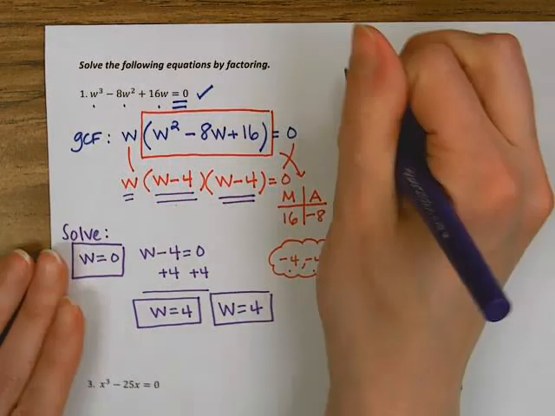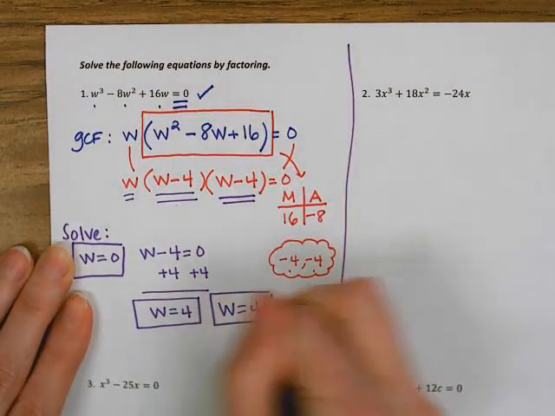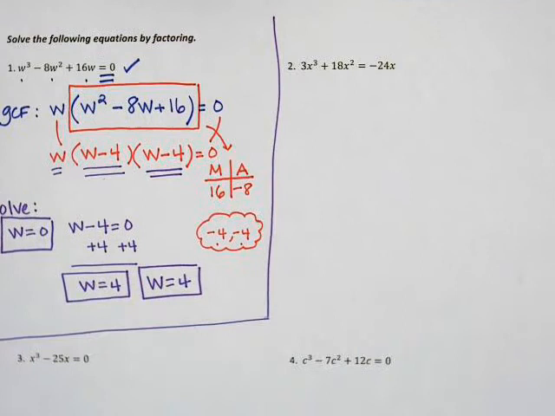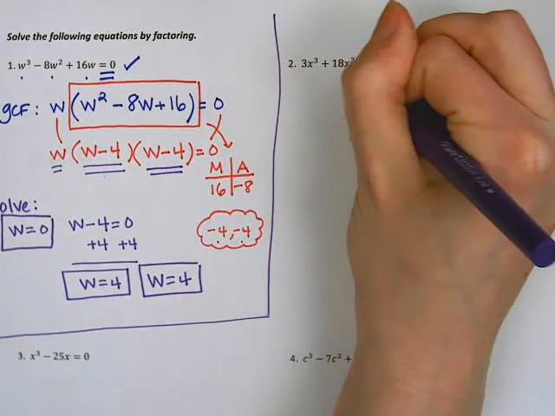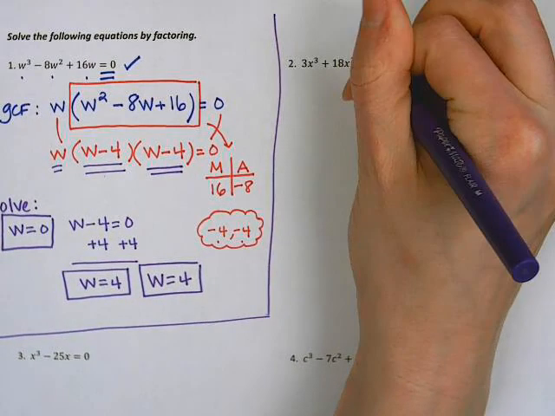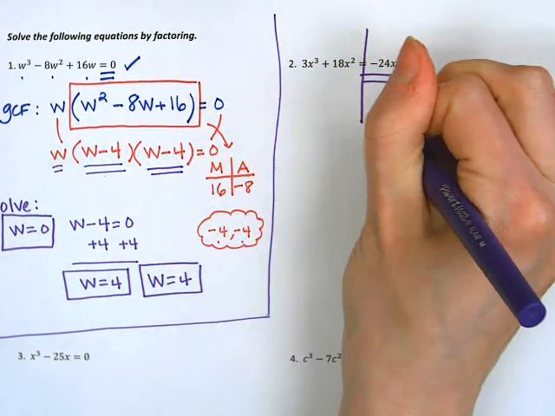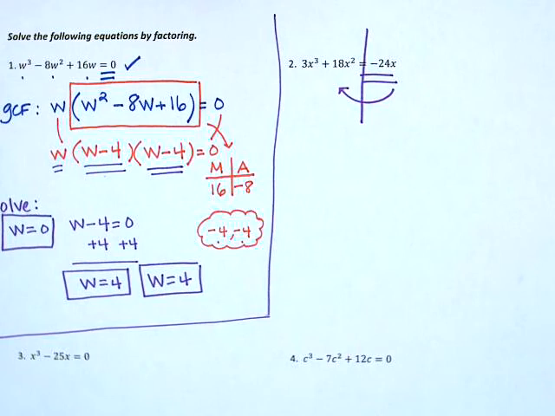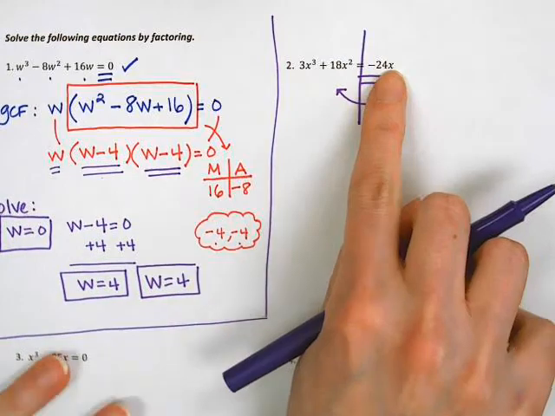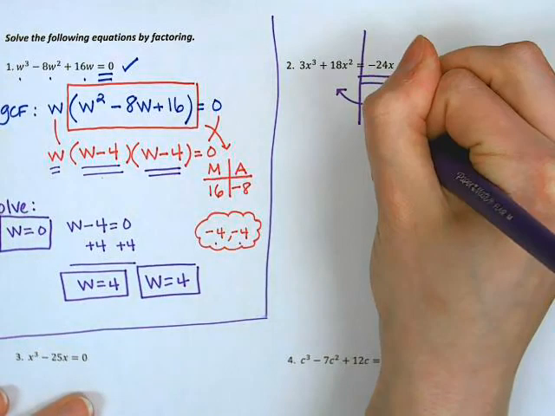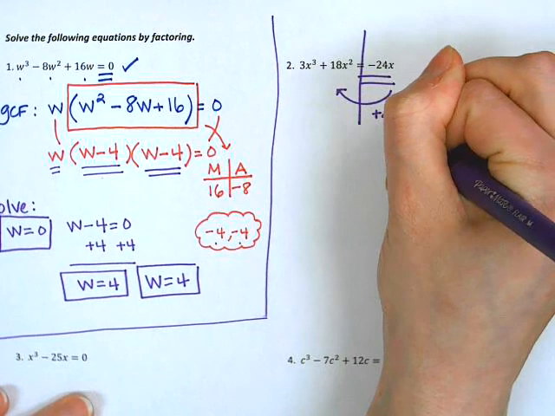Okay, we're just going to keep practicing these. Same thing over and over. So number 2, here's a problem. It's not equal to 0. So we need to draw our wall and rewrite it so that this guy is over on this side with the others. So to move a minus 24x, we're going to add the 24x to the other side.